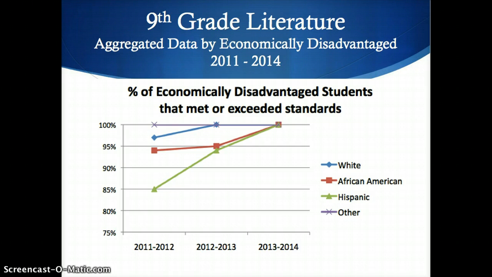Next, we'll look at our economically disadvantaged students broken down by ethnicity. From this chart, you can begin to get a clearer picture of where some of our weaknesses might be. Our group of other students did well again, while the remaining 3 groups increased every year. It's clear to see that our Hispanic students showed drastic improvement over the course of 3 years.